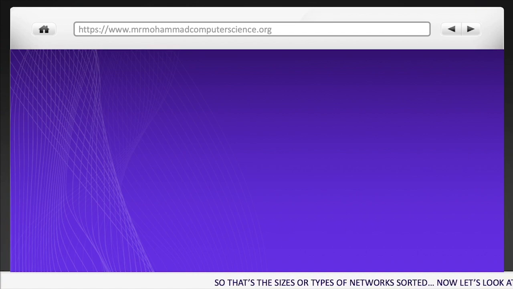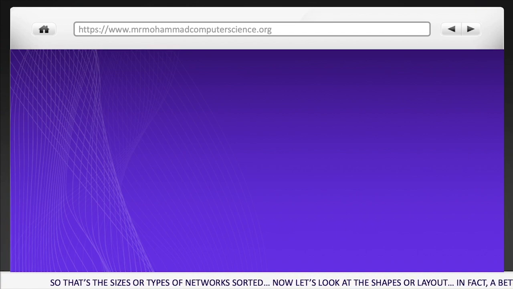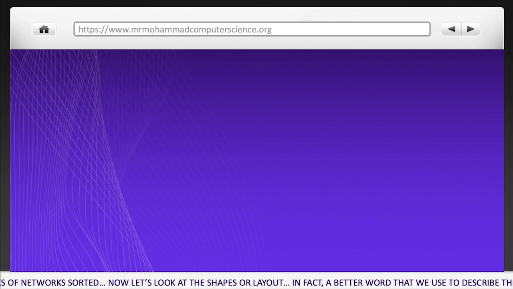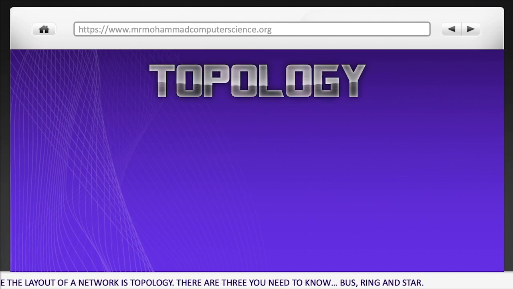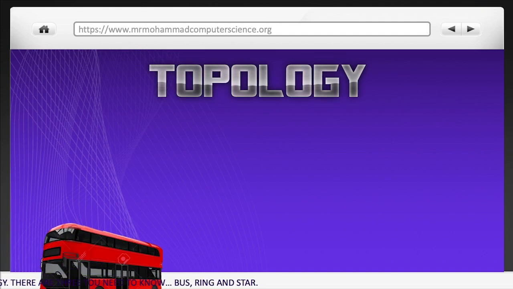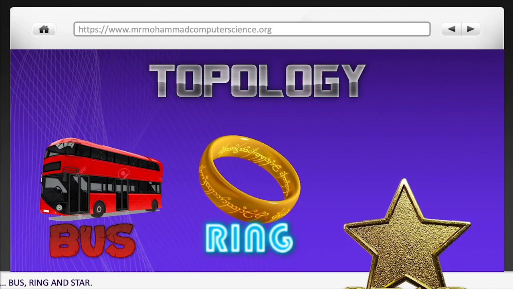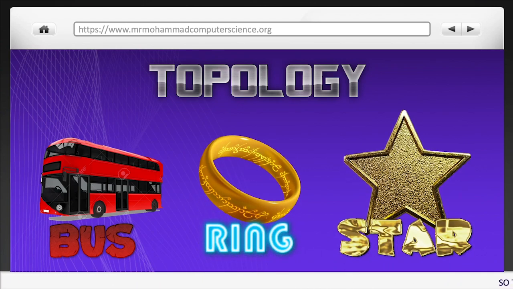So, that's the sizes or types of networks sorted. Now, let's look at the shapes or layouts. In fact, a better word that we use to describe the layout of a network is topology. There are three you need to know: bus, ring, and star.